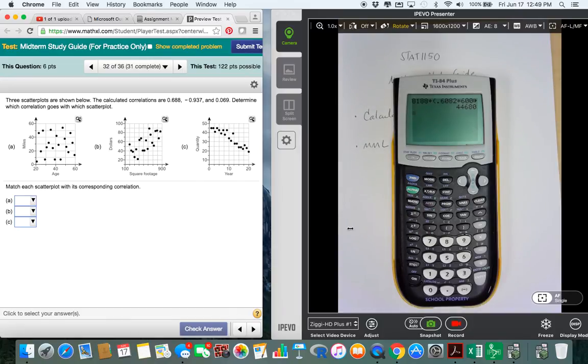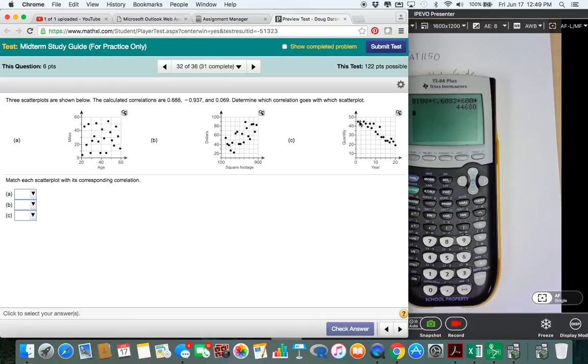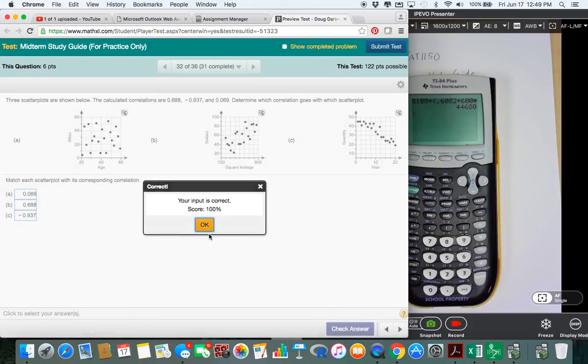All right, gang, getting close. All right, match the correlations. So we know that this one's negative. C is negative, so that's going to be the negative correlation. And the correlation for B is going to be much higher. The correlation for A is going to be close to 0. So we want to choose the smallest correlation there, and it would be 0.069. And this has a positive trend, so we want a positive correlation. So very confident that this one's going to be right.